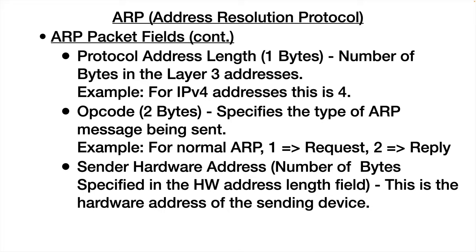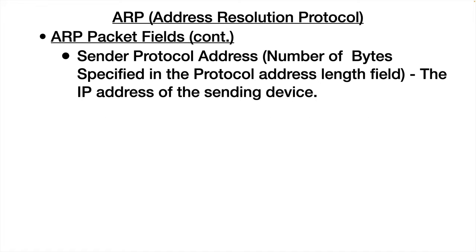We have the sender's hardware address. This is the number of bytes specified in the address length field. So if it was 6, there would be 6, and this is the hardware address, which is another term for MAC address, of the device. The sender protocol address is the number of bytes specified in the protocol address length. So I think the example said IP version 4. There are 4 bytes there, and this would be the IP address of the sending device.